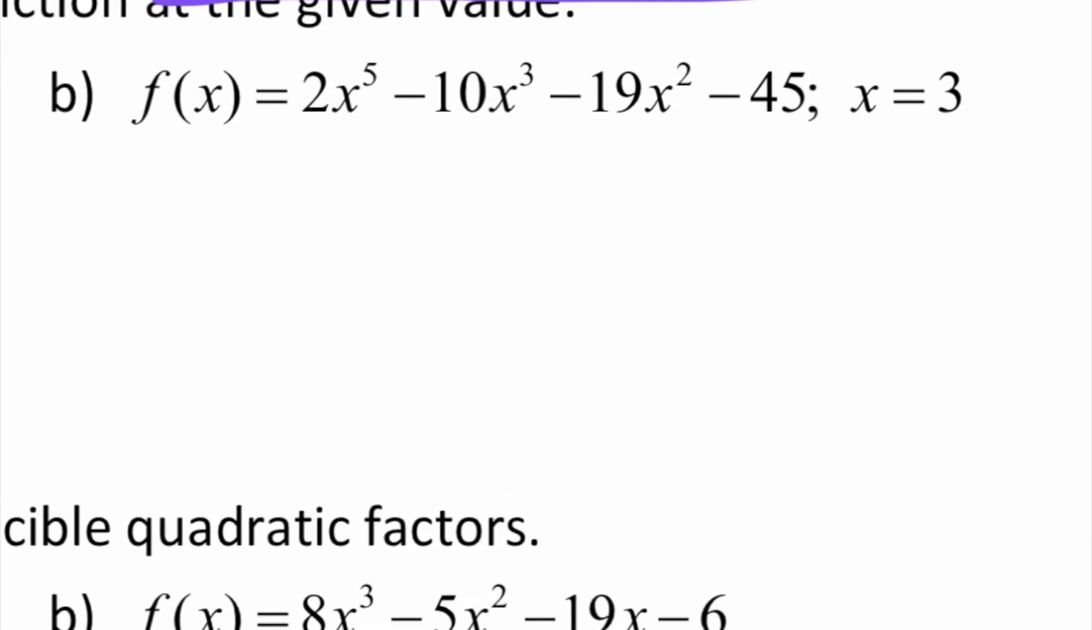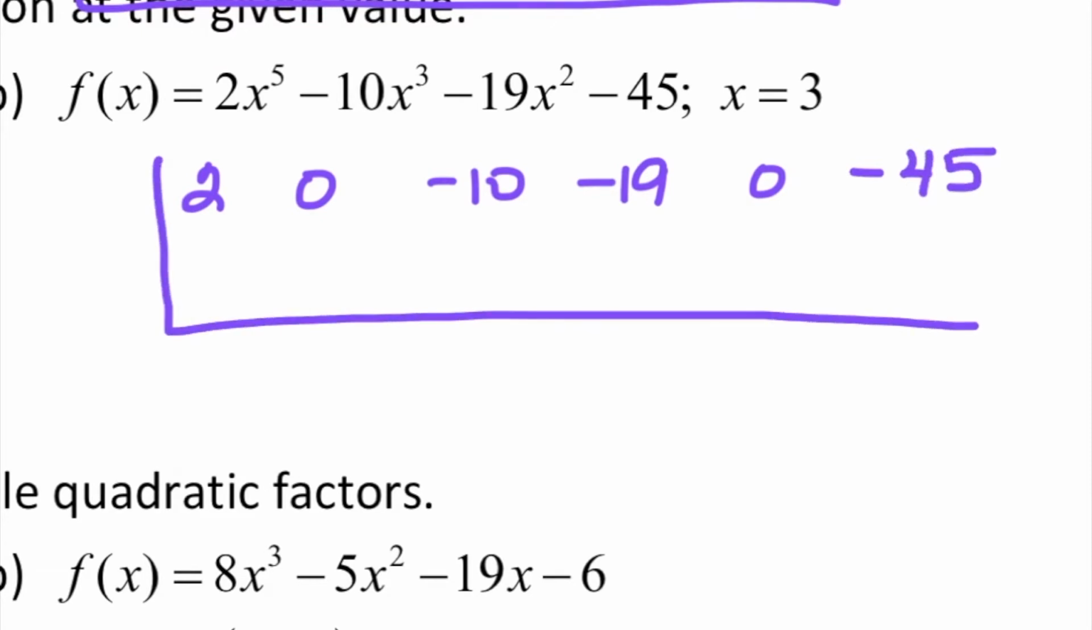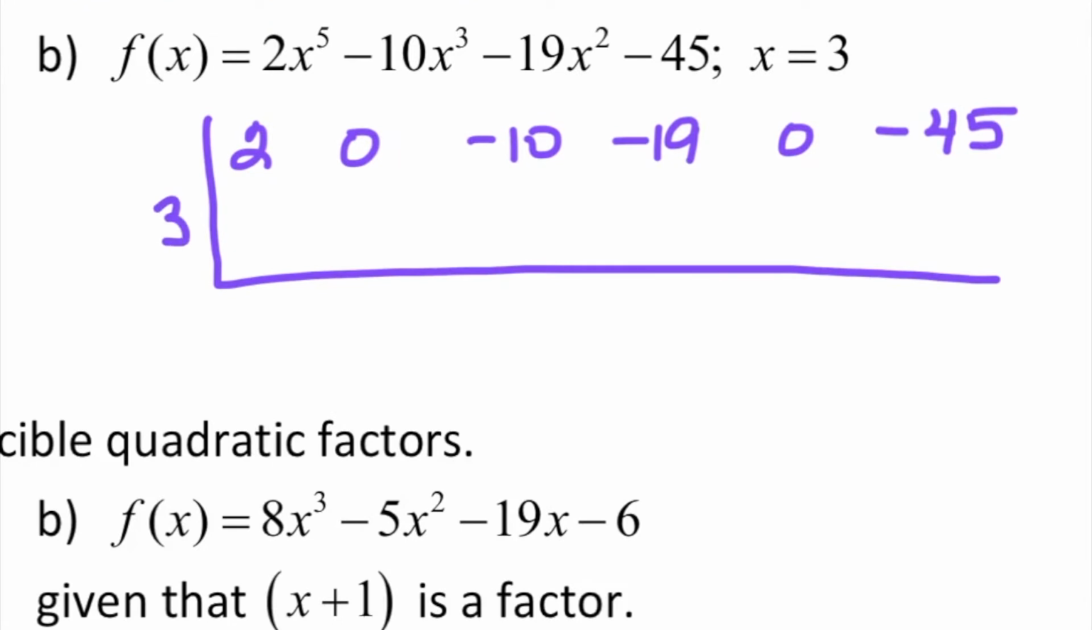So another synthetic substitution problem here. It's a little bigger, and you're missing a couple terms. x to the 5th, x to the 4th, you'll have a 0. x to the 3rd, x to the 2nd, and x to the 1st, you'll also have a 0. So your coefficients are 2, 0, -10, -19, 0, and -45. And I'm dividing by 3.